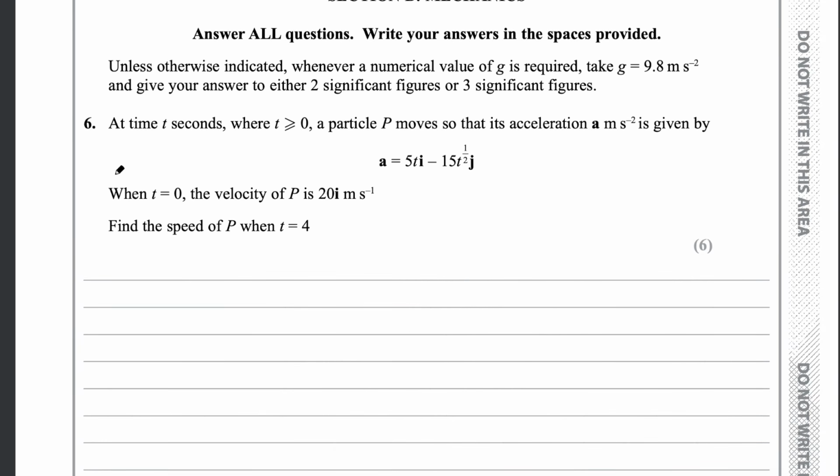And question 6 says, at time t seconds, where t is greater than 0, a particle P moves so that its acceleration a meters per second squared is given by a equals 5t i minus 15t to the power of a half j. And then it says when t equals 0, the velocity of P is 20i meters per second. And the question asks, find the speed of P when t equals 4.